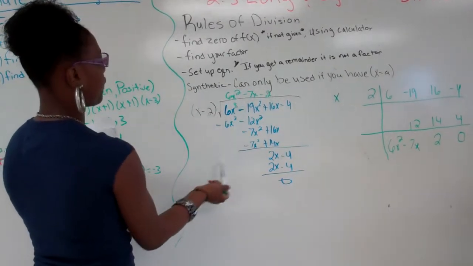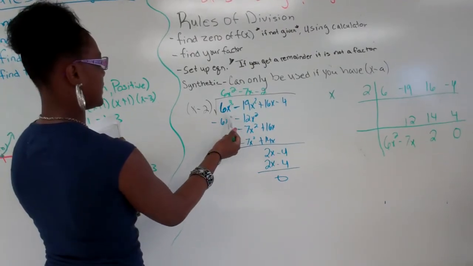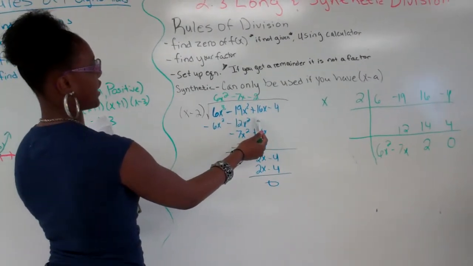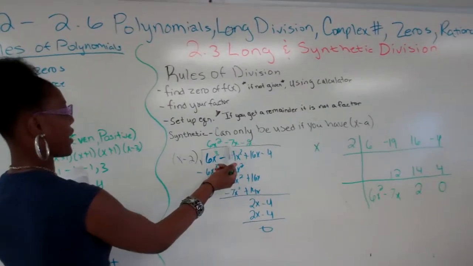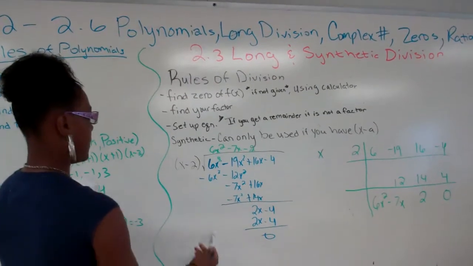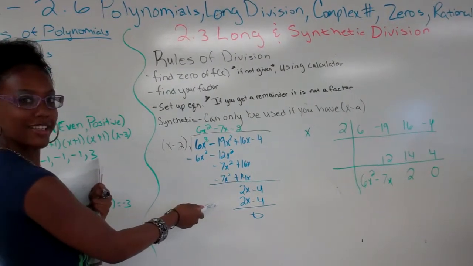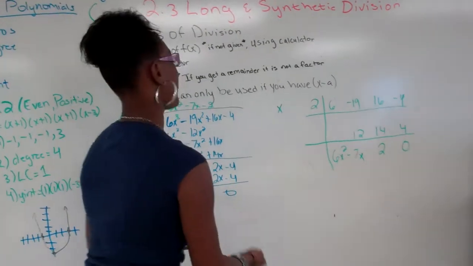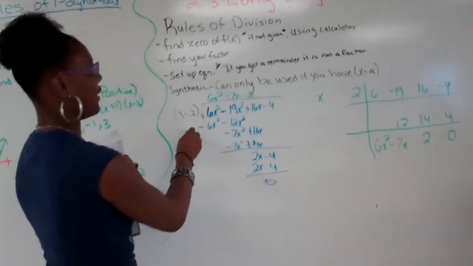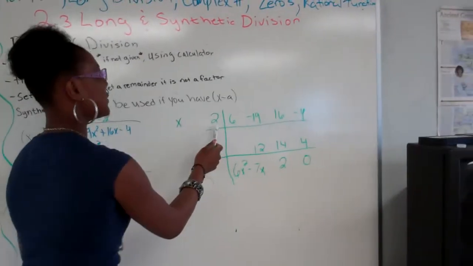And right here, for long division, it's 6x cubed minus 19x squared plus 6x minus 4 divided by x minus 2, and you get 6x squared minus 7x minus 2. We can also do this as synthetic because it's x minus 2. And this is what you would get.